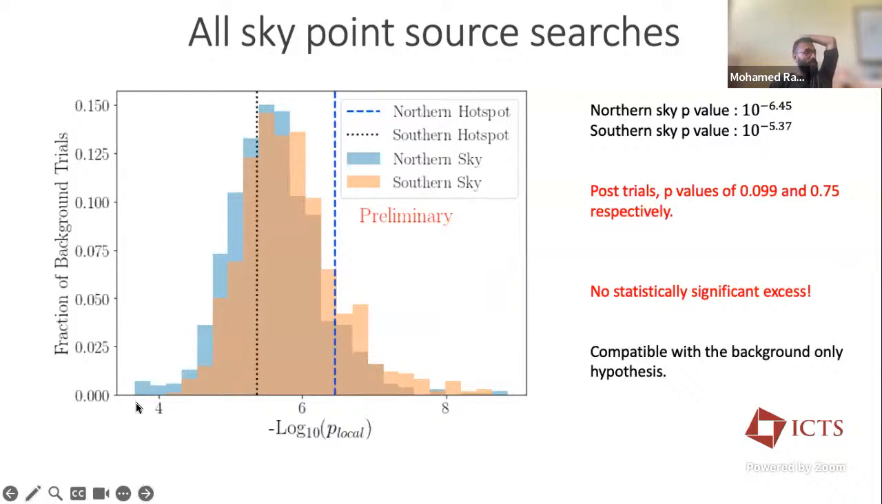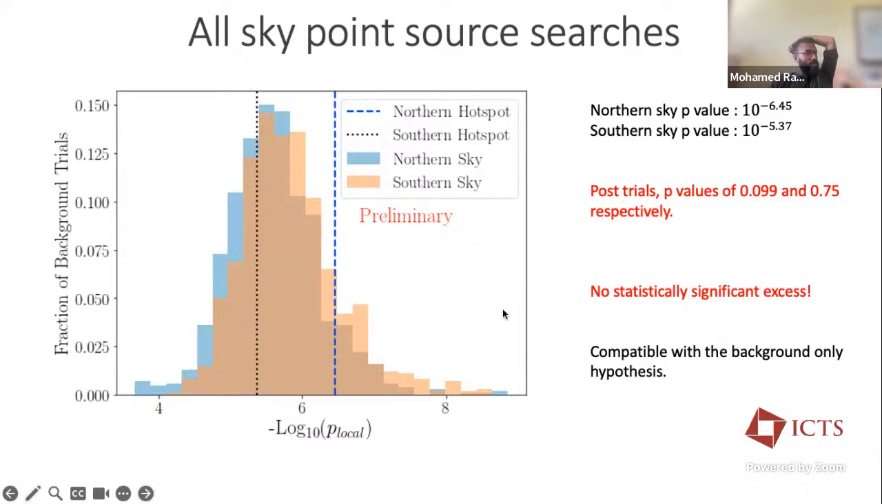And once you do that, once you look for the hottest spot in the sky in many simulated sky maps, then the p-values are much less significant. They are of the order of 0.1 and 0.75 respectively in the northern and southern skies. So this analysis, which is in some sense the simplest point source analysis of IceCube, at least in its all sky point source search, wherein you blindly look for neutrino point sources everywhere in the sky without taking into account any information from other messengers, has not been able to identify any neutrino source so far.